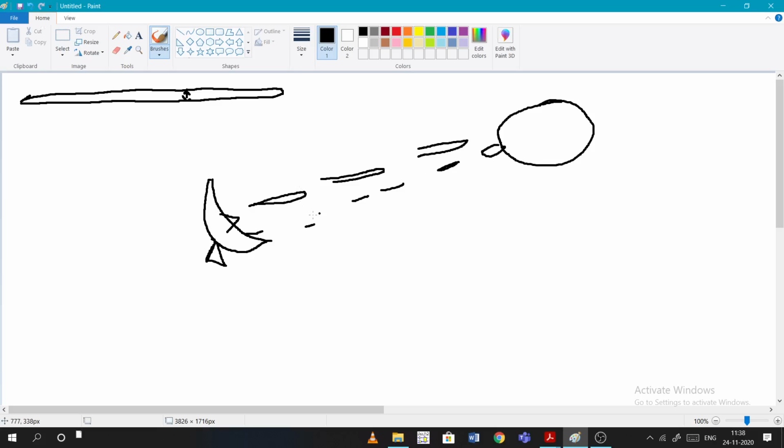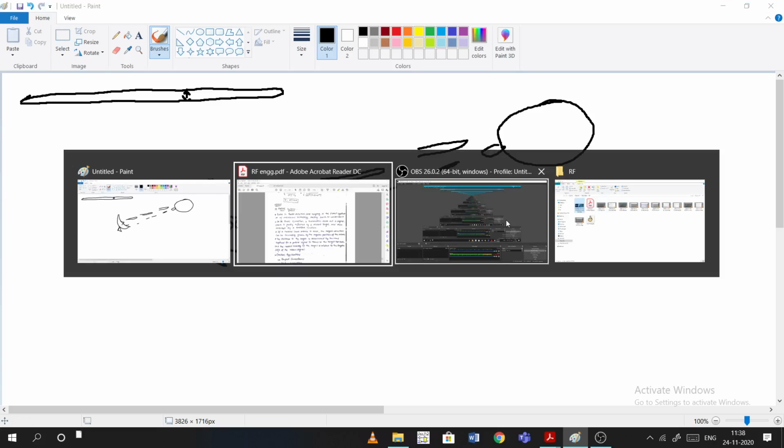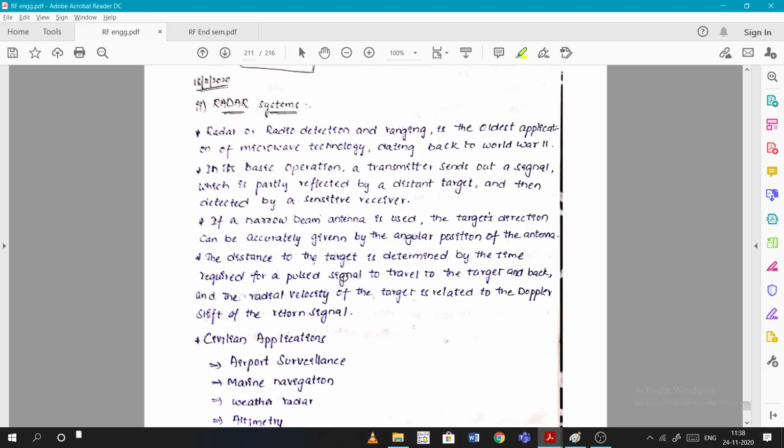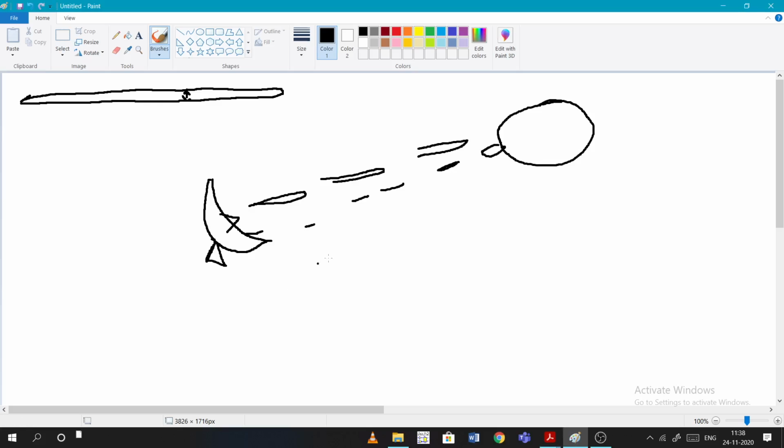At what angle the signal is received, it will calculate, and that determines the position of the object. That's what he is saying. So basically this is the same thing. While transmitting, PT is the power transmitted in a radar.